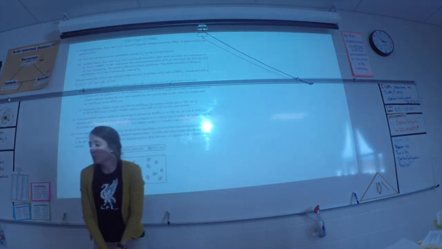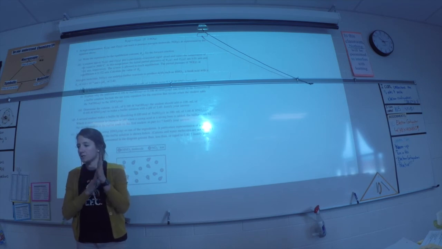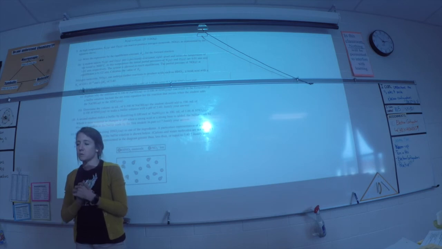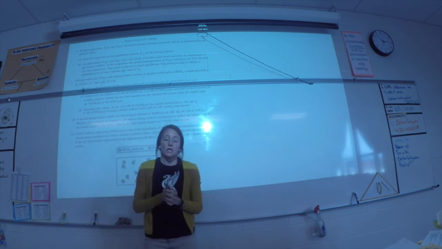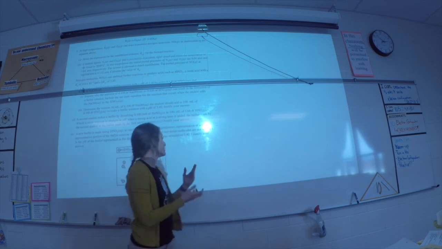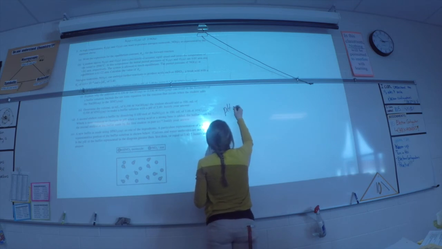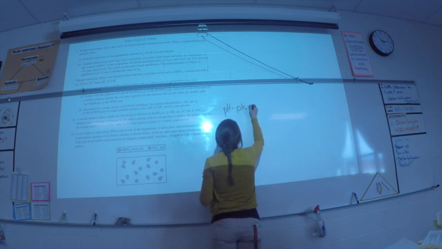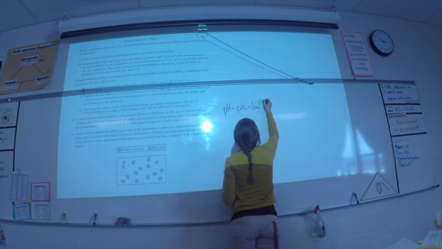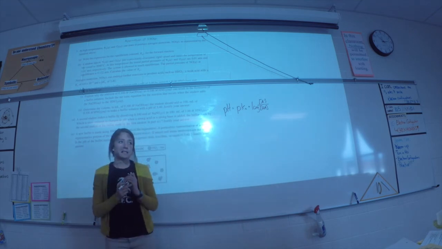Okay, for C-II, it says determine the volume in milliliters of a 0.1 molar NaOH the student should add to make a buffer solution with a pH of 3.0, and then justify your answer. So a lot of you recognized the fact that we should be using our Henderson-Hasselbalch equation because we're dealing with a buffer. So you have the pH equals the pKa plus the log of the conjugate base over the acid.